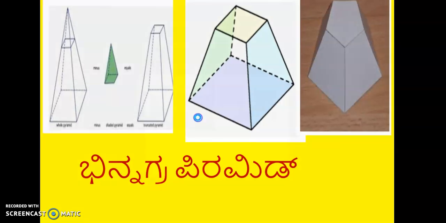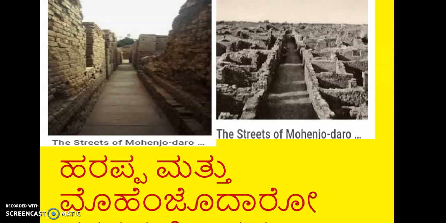Next, in the Indus Valley civilization, the people made extensive use of geometry. Their cities were highly developed and very well planned. Children, observe carefully the roads of the cities of Harappa and Mohenjo-daro. These roads were parallel to each other, and there was also an underground drainage system. Observe carefully, children, how these roads are parallel to each other.